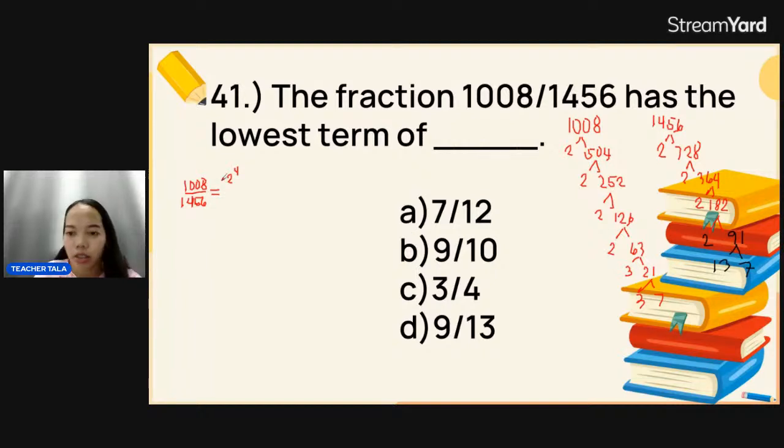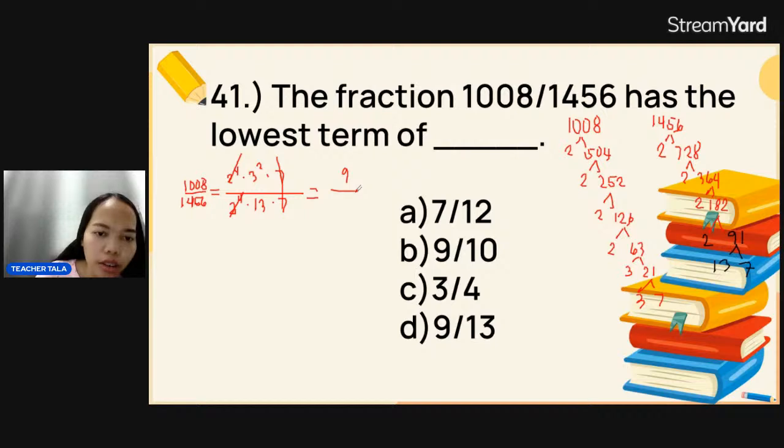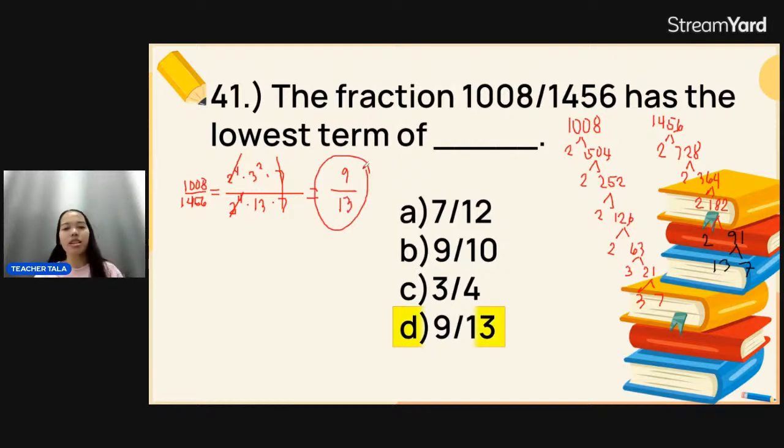So, and now, how many 3's? That's 2 3's. So, 3 to the power of 2. Times 7 over, so 1, 4, 5, 6, may 4 2's din. So, 2 to the power of 4 times walang 3, that's 13 times 7. Now, let's cancel the common factors, 7 and 7, and the 4 2's. So, the answer will be 3 squared, that's 9 over 13. So, we have letter D, 9 over 13. I hope nakakasunod po kayo.